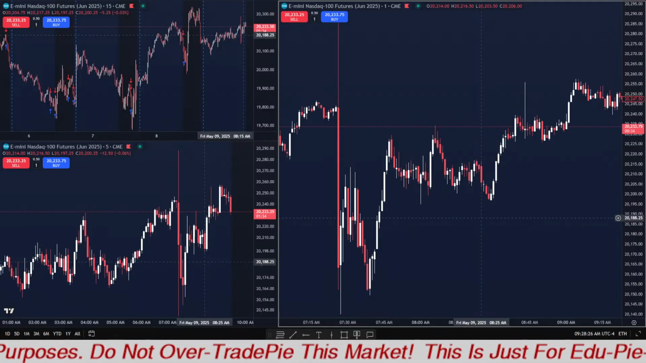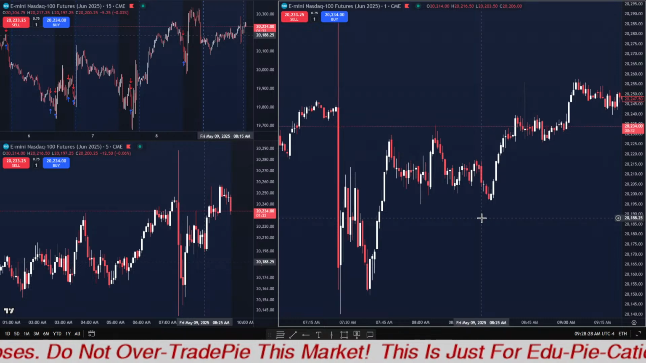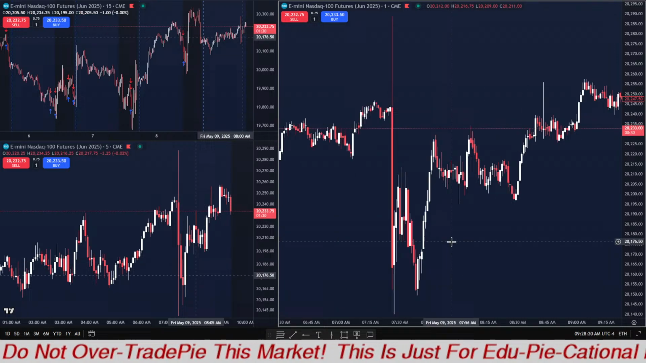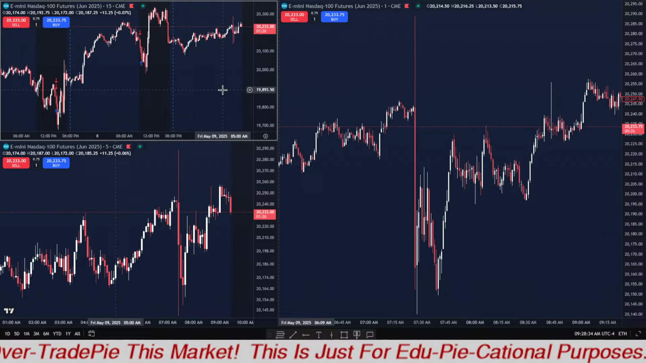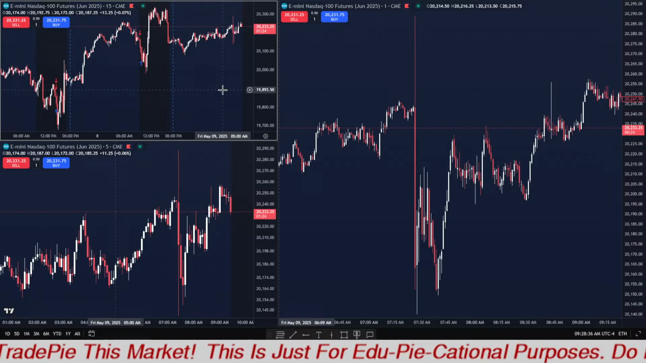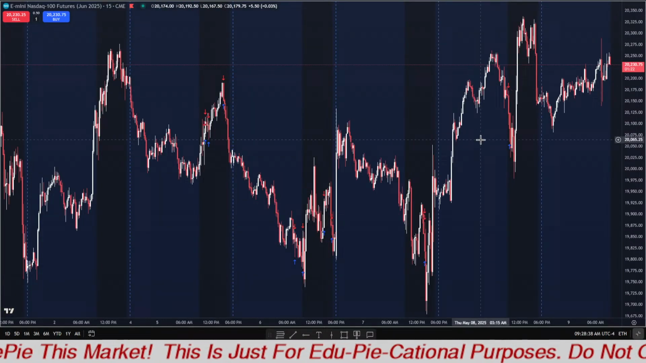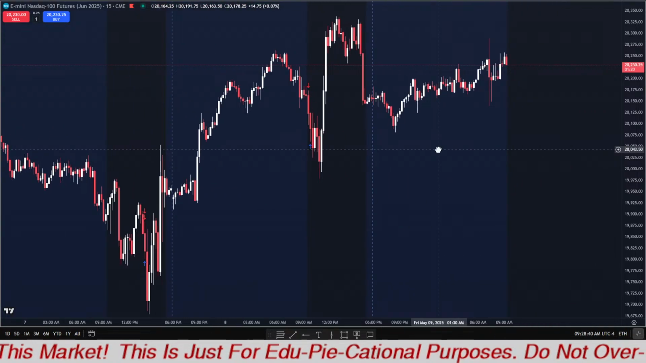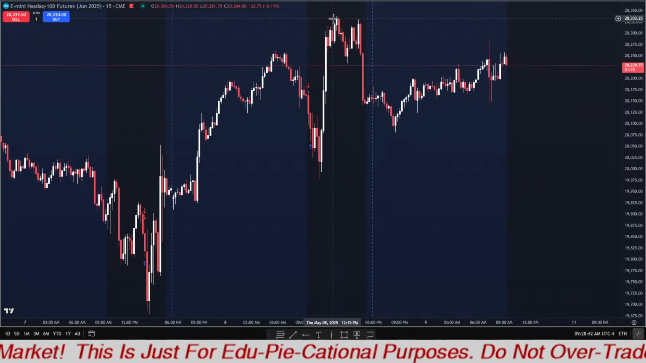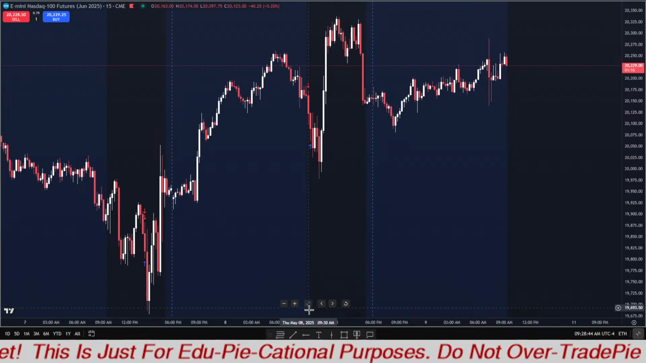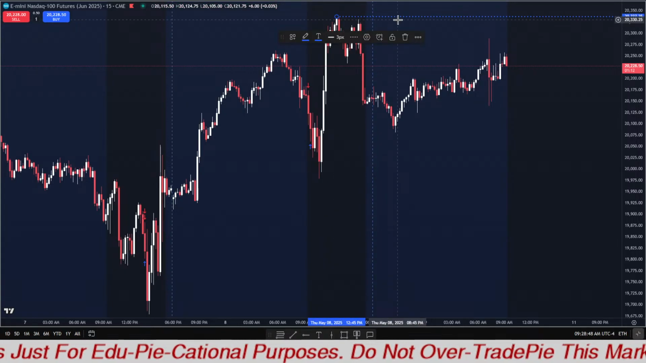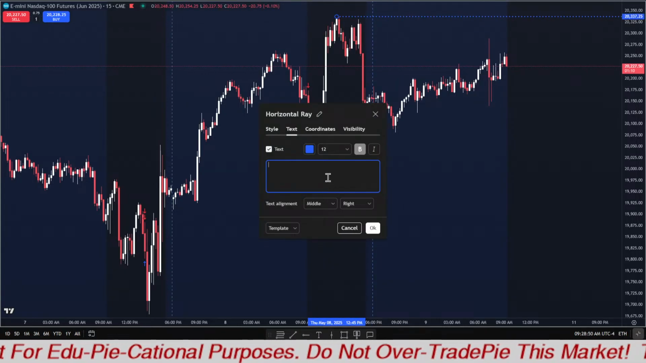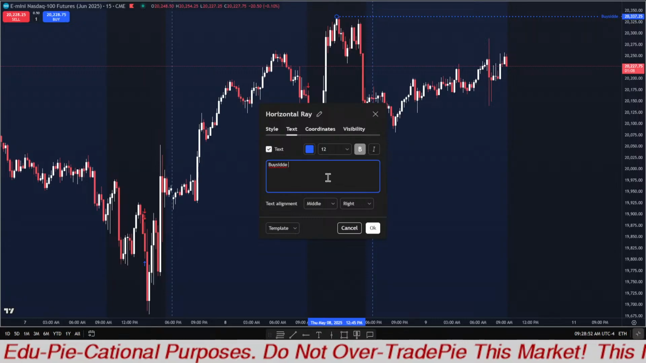Okay, we have the Nasdaq charts over here, and we can see from the 15-minute chart, I emphasize on it, we have the buy side liquidity resting on the 15-minute chart that I like to highlight. This will be our buy side liquidity.